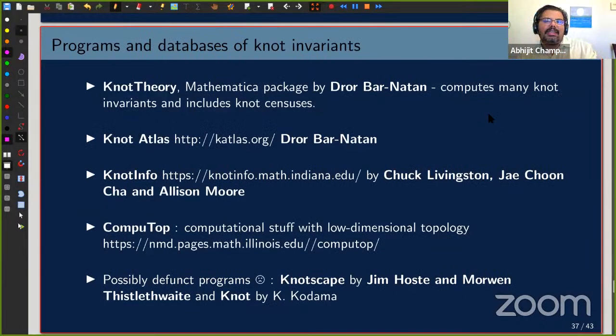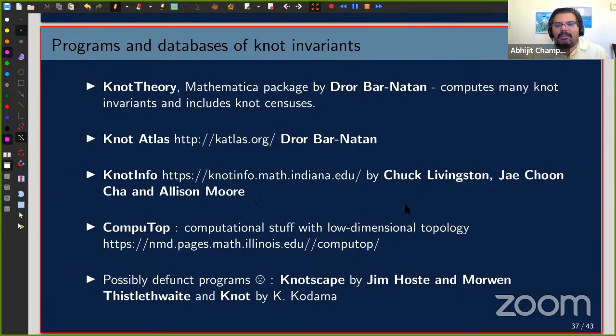So lastly, I just wanted to indicate that the computational aspect of knot theory is rich and vibrant. There are many, many databases which keep on increasing day by day as newer invariants are discovered, and many programs and databases which do this. So KnotTheory is a Mathematica package by Dror Bar-Natan, and it also includes all the knot censuses. And the corresponding site, Knot Atlas, lists a lot of information about knots and diagrams and invariants and so on.